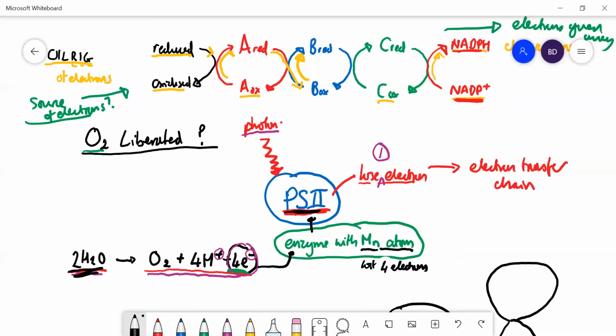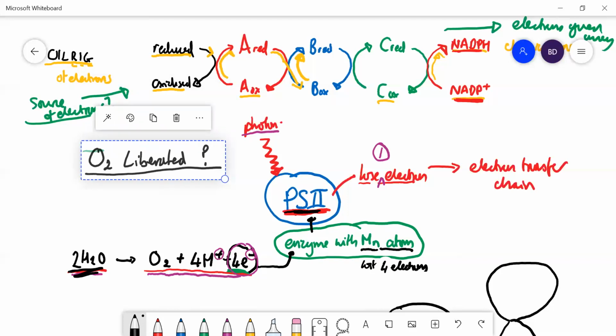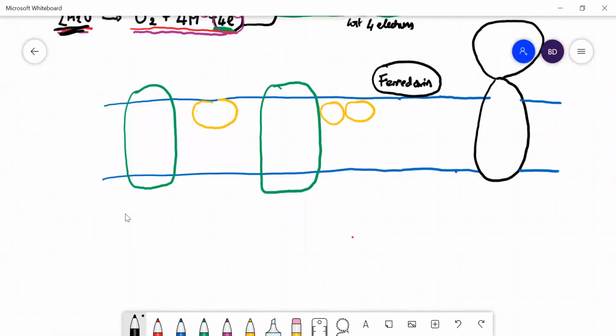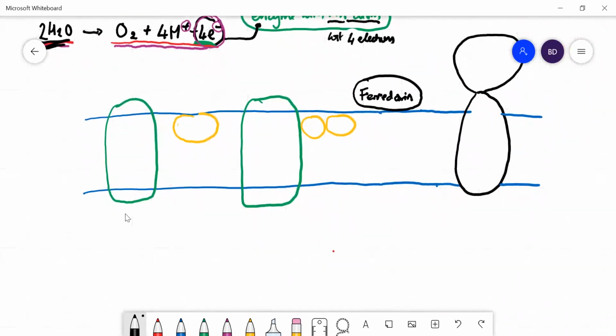Right, let's put the whole thing together now and let's see how that works out. So we go down here. This is my thylakoid membrane, and this will be the inner thylakoid space.